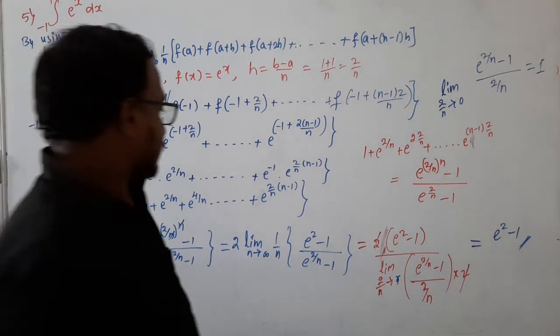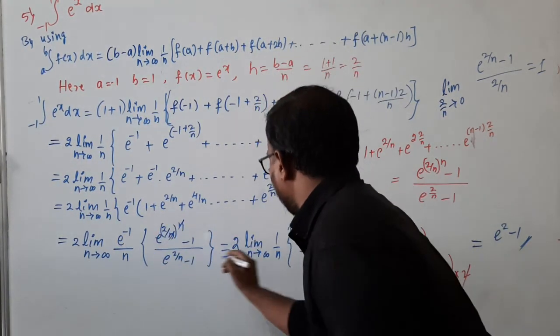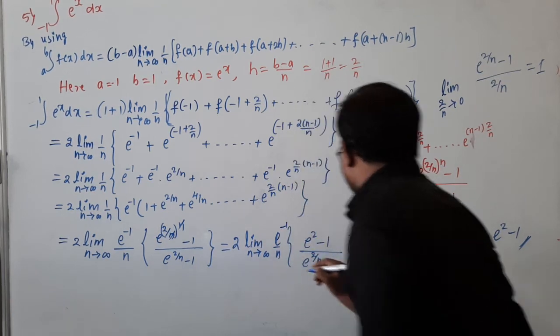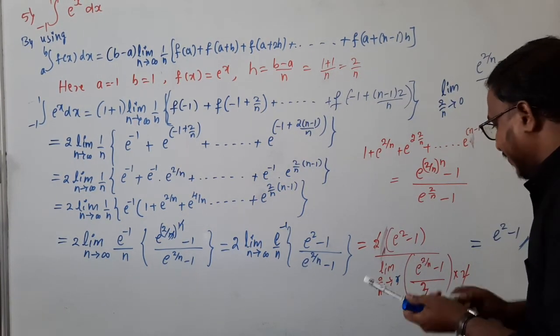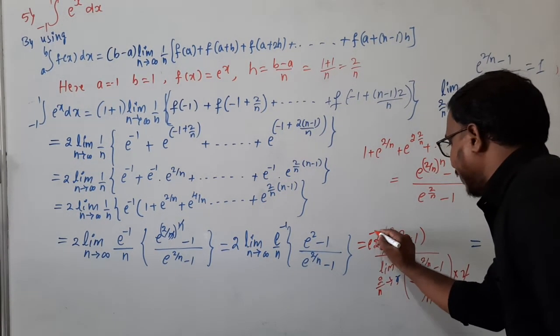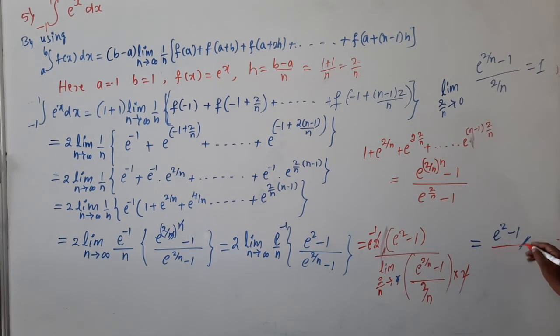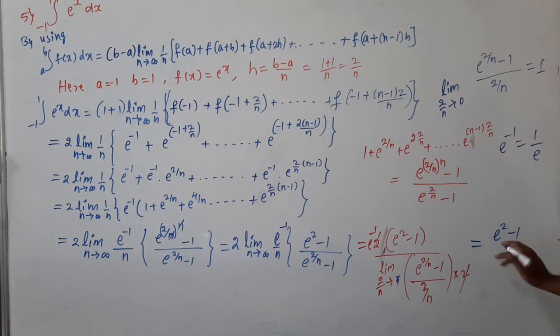e square minus 1. Here we have missed that one, e to the power minus 1. So that will become e to the power minus 1, which is equal to 1 divided by e. So I am writing 1 divided by e. Therefore, e square minus 1 divided by e is the solution.